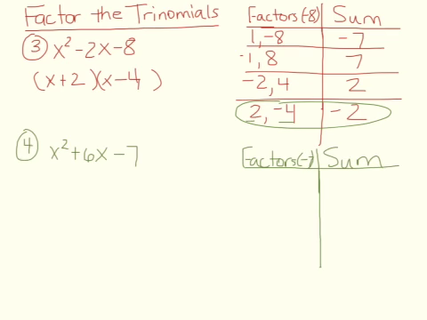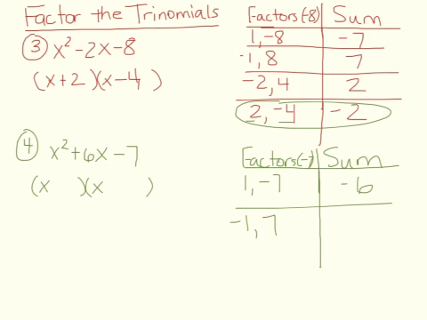Okay, on number 4, my quadratic is x squared plus 6x minus 7. So I want factors of x squared and factors of negative 7 this time. So x times x is x squared. So the factors of negative 7, again, because it needs to be negative, I need to have one positive and one negative. So I've got 1 times negative 7 is negative 7, and that sum is negative 6. But I need my sum to be positive 6. So I'll try to switch it around where I use negative 1 times positive 7.